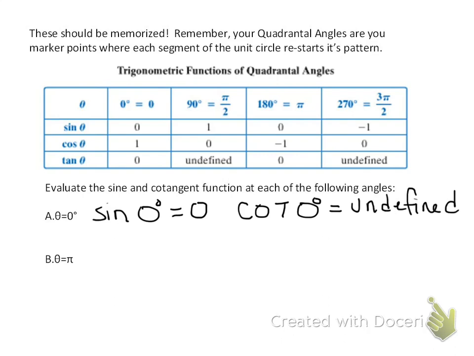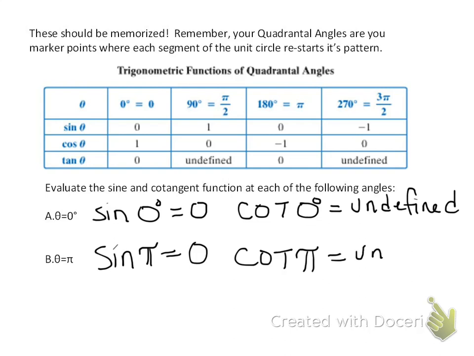All right, theta equals pi. I hand you an angle. It has pi radians in it, aka 180 degrees. So what is the sine of an angle of pi radians? Okay. What about the cotangent of pi radians? Is again going to be undefined. From the table.